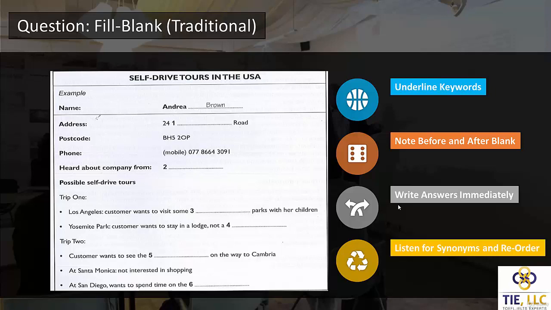In addition to that, you have to make sure that you write your answers immediately when you hear them. If you hear something that you think is the answer, write it right away. Don't wait. That's not something that you want to do.